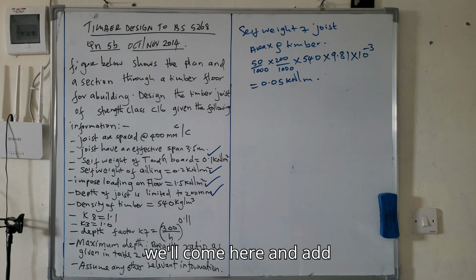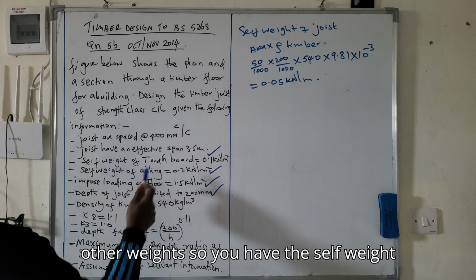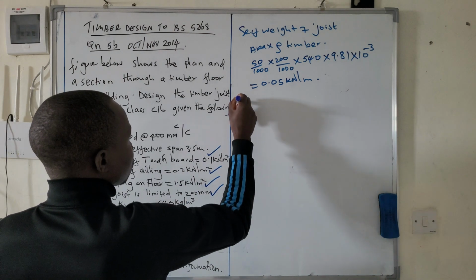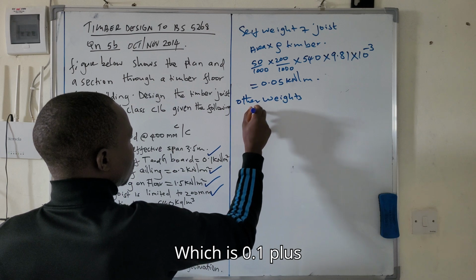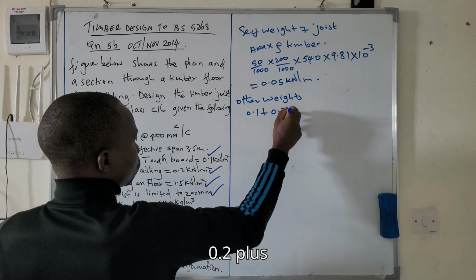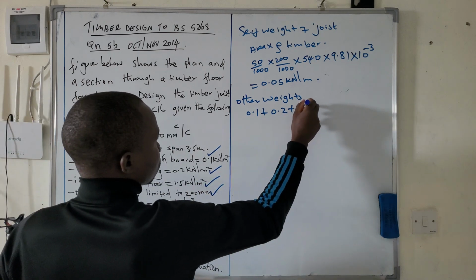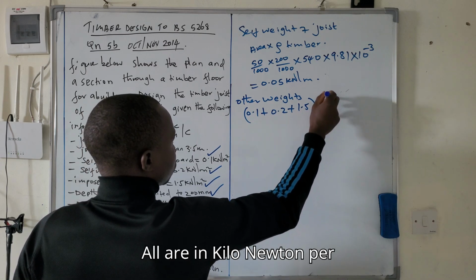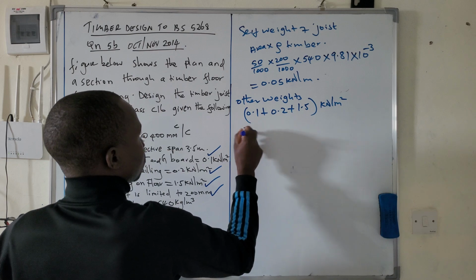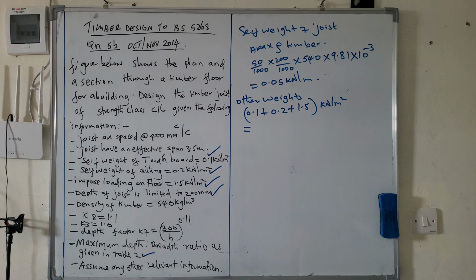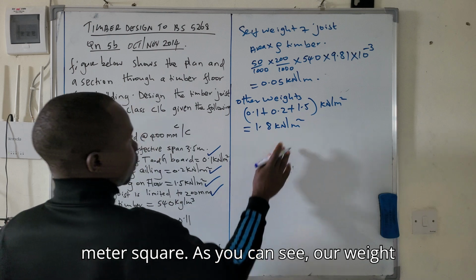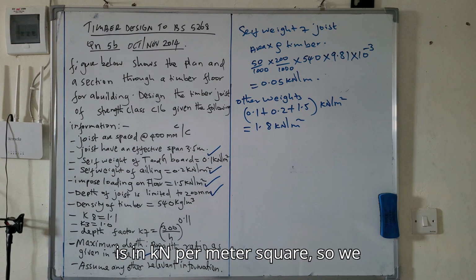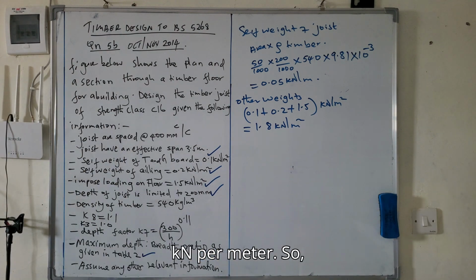After calculating the self weight of the joist, we'll come here and add other weights. So we have the self weight of the board, which is 0.1, plus 0.2 plus 1.5. All are in kilonewton per meter square. So the answer is 1.8 kilonewton per meter square. As you can see, our weight is in kilonewton per meter square. So we reduce from kilonewton per meter square to kilonewton per meter.